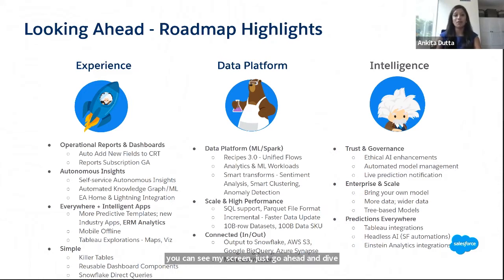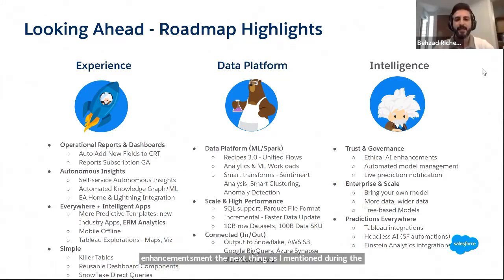So let's start with operational analytics, and we have some very new cool features coming up. A few of them that I'd like to call out are auto add new fields to CRTs. So we know that this has been an issue for orgs with a lot of CRTs where they manually add fields. And this will be similar to what a SRT does with some cool enhancements. The next thing, as I mentioned during the demo, is that we will make report subscription attachment GA with a better email body. Next up, we have autonomous insights.